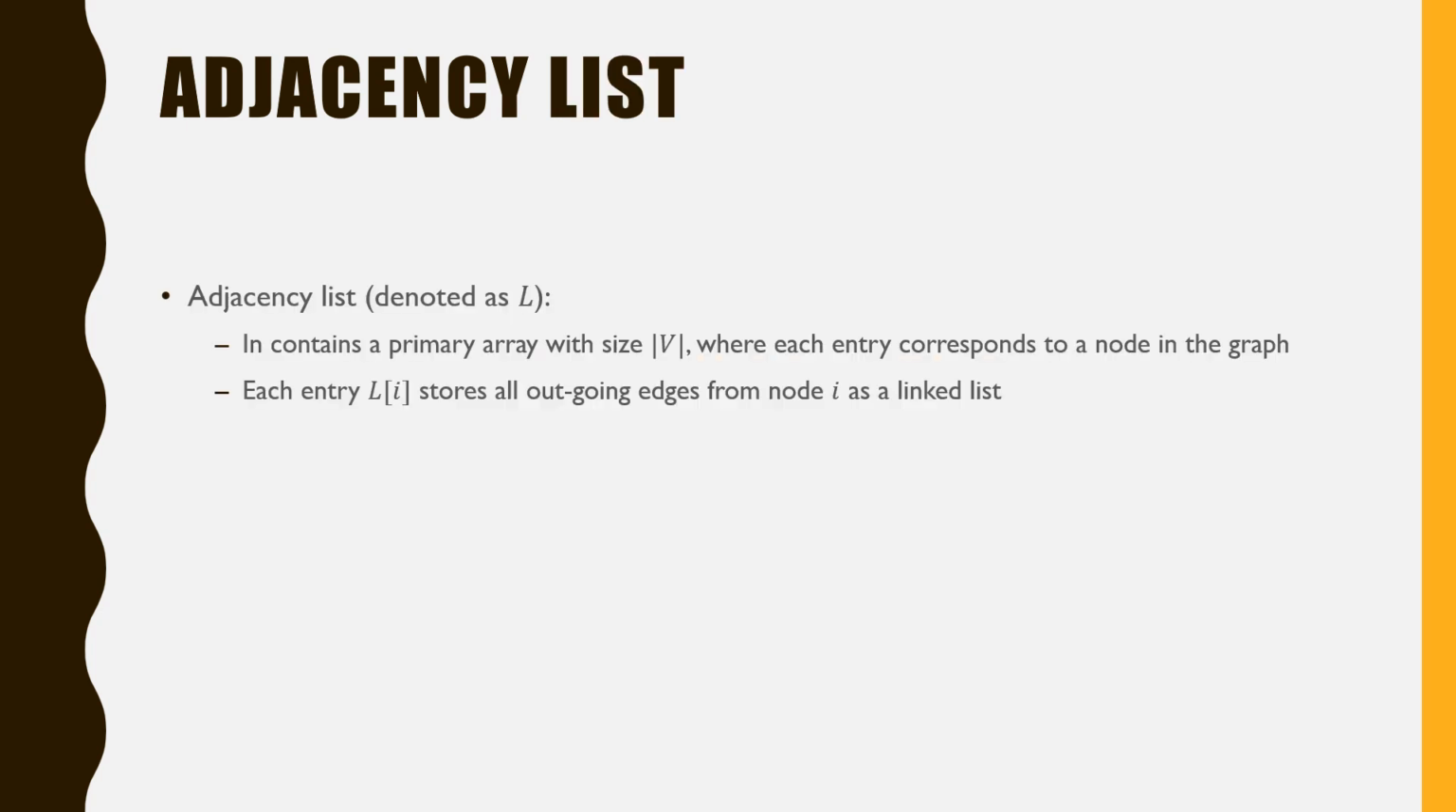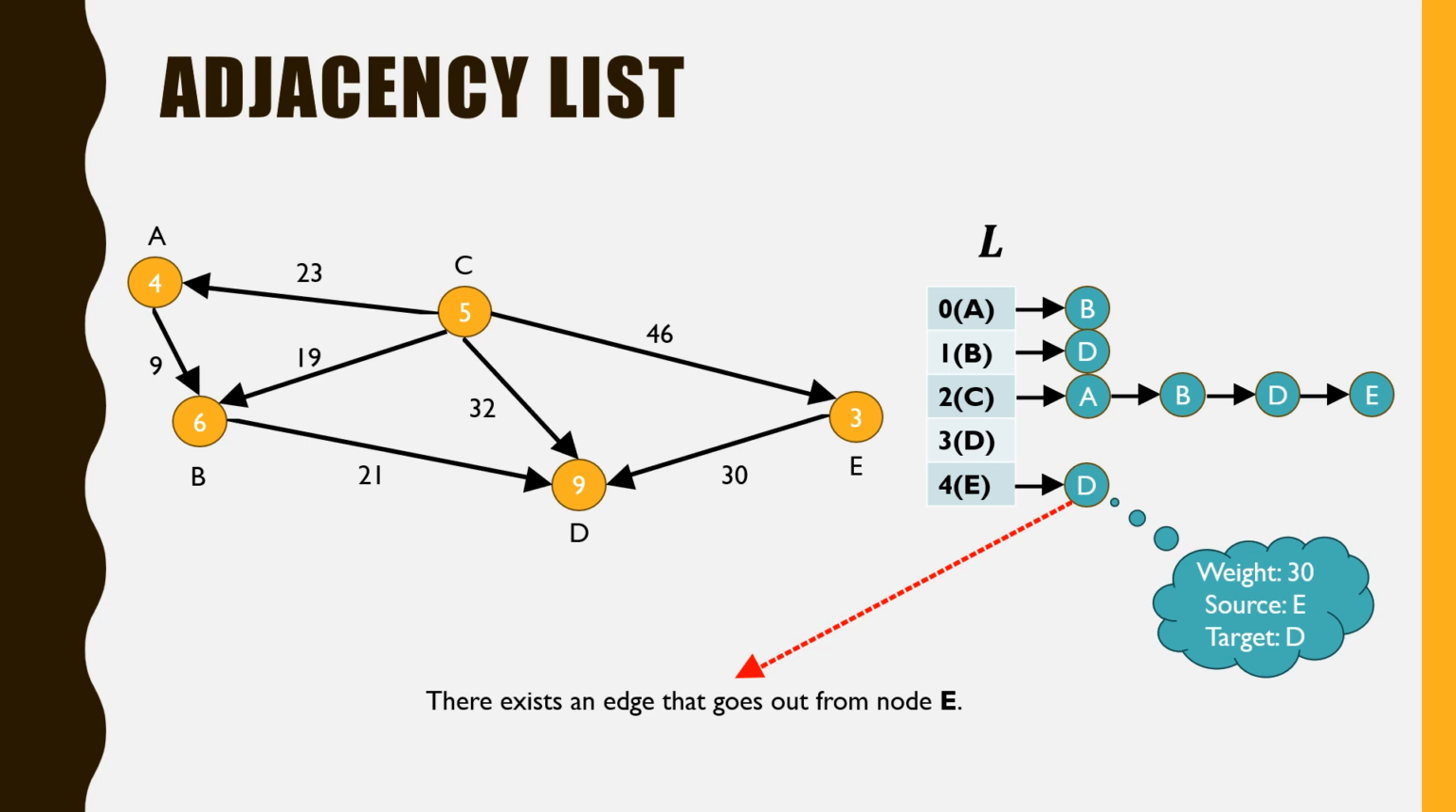The second graph implementation is the adjacency list, which represents the graph as an array of linked lists. We denote this adjacency list as L, where L is an array of size V. Each entry, Li, corresponds to a linked list that stores all edges originating from node i. For example, the graph on the left is represented using the adjacency list L shown on the right.